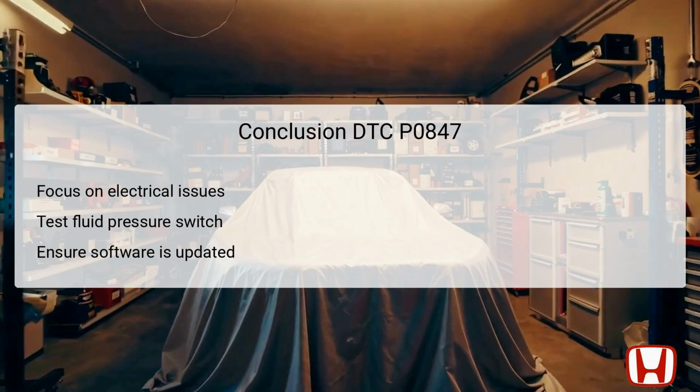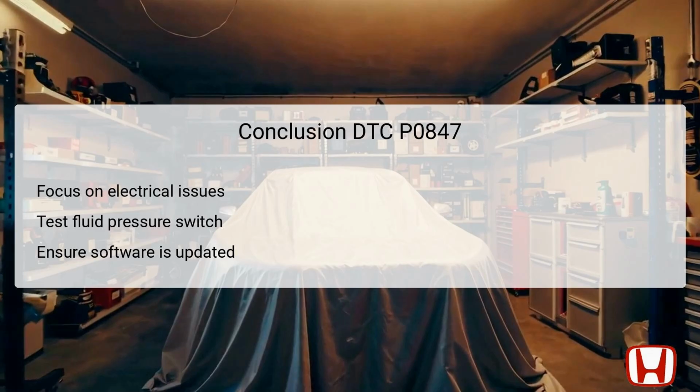In conclusion, addressing DTC P0847 requires a structured and systematic approach that emphasizes the significance of the electrical circuit associated with the transmission fluid pressure switch B for the third clutch. Technicians must focus primarily on the electrical components, as mechanical faults typically do not trigger this DTC.